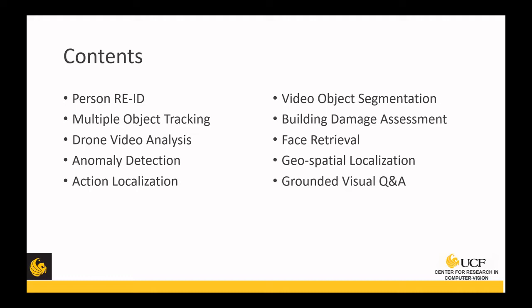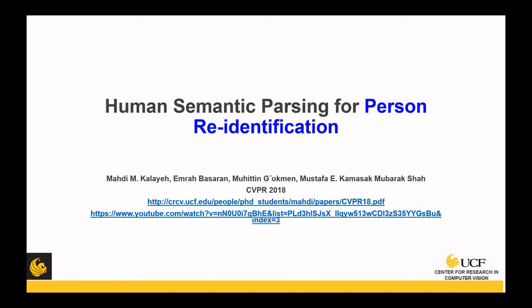With that, I'm going to talk very quickly about 10 different projects. Most of them I will just go through very quickly, but just to give you insight into what kind of problems we are working on. The first problem is called human re-identification, and this is a paper we had in CVPR 18.